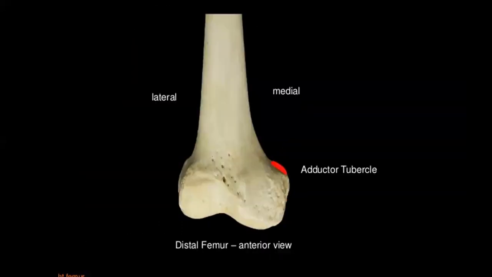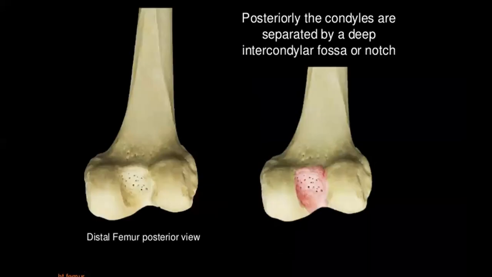So now comes the adductor tubercle. Adductor tubercle, as I told you, is where the medial supracondylar ridge on the posterior aspect of the shaft continues down to the adductor tubercle. This is the adductor tubercle area. This is the intercondylar fossa or notch. As I told you, these two condyles are separated by the intercondylar fossa. This is the cavity or fossa in between the condyles.